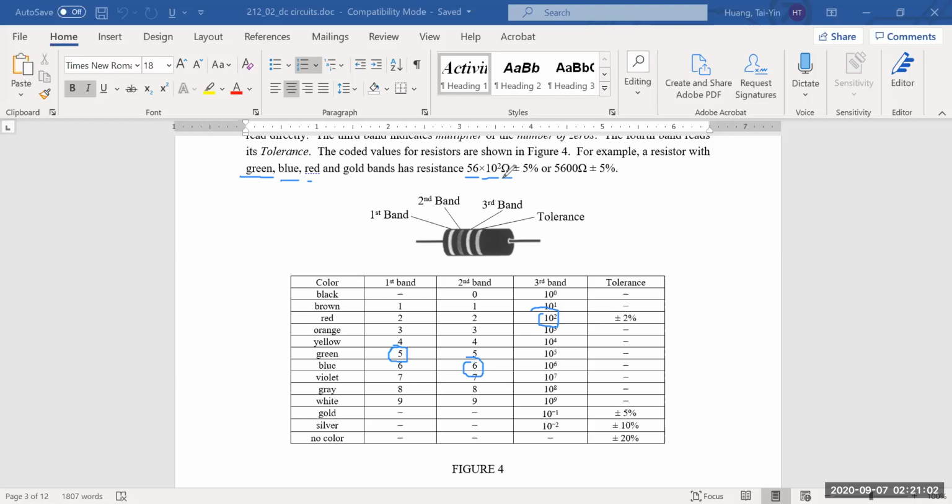Ohm is the unit for resistance. And then the last color is gold. If we read across, that gives you the tolerance, or the uncertainty, which is plus or minus 5%. So the resistor with color bands in this order, green, blue, red, gold, will have a resistance of 56 times 100 ohms plus or minus 5%, or you can say it's 5,600 ohms plus or minus 5%. Okay, so this is how you read off the resistor, because a lot of the time the resistance can be read off from the color bands of the resistor. Okay, so moving on.